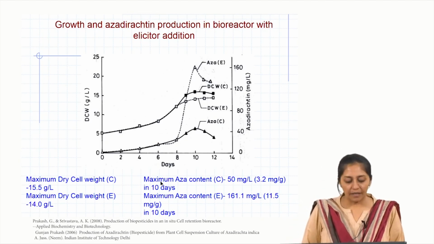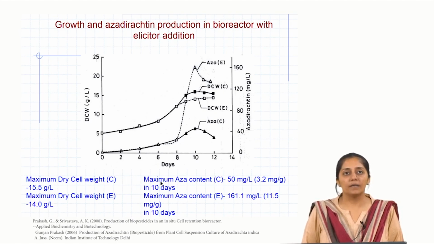After addition, the biomass was nearly the same, which was 14 grams per liter, while the azadirachtin content increased to 11.5 milligrams per gram in 10 days, which was much higher than that obtained in the batch reactor in the absence of elicitor.